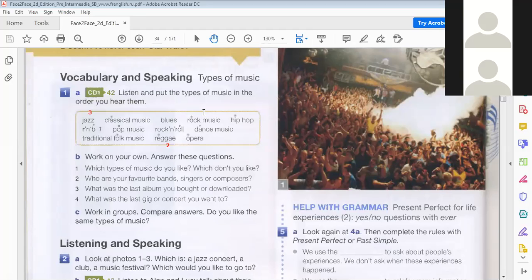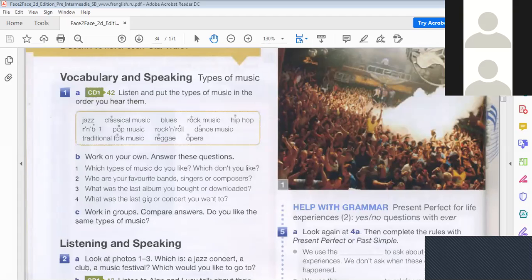Okay, so music and songs, nobody's really sure. I have a better idea. Let's play it again, but this time I'm going to stop after each one, and we'll talk about it. So let's listen one last time. Track 42.